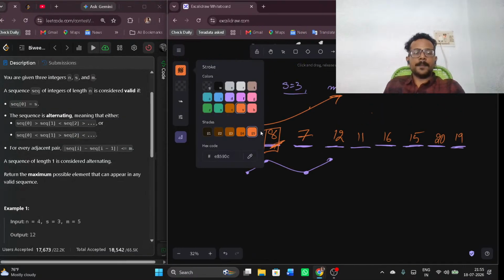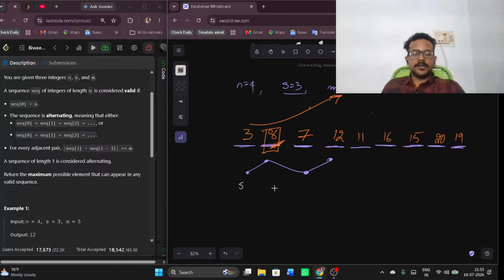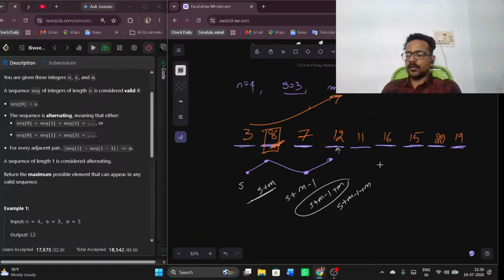First, this is S, and then this is S plus M. Then this is S plus M minus 1, which is 7. What have I added here? Plus 5, nothing but plus M. What is this? S plus M minus 1 plus M, which is this minus 1. That's all I did. Now here, S plus M minus 1 plus M minus 1 plus M.